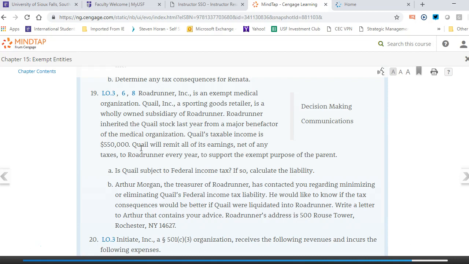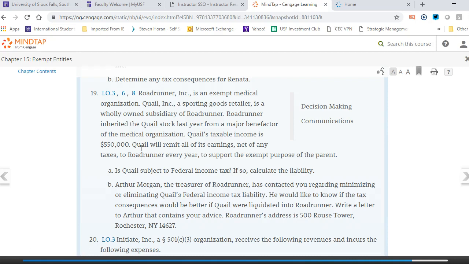Quail's taxable income is $550. Quail will remit all of its earnings, net of any tax, to Roadrunner every year to support the exempt purpose of the parent. Letter A, is Quail subject to federal income tax? If so, calculate the liability. So hopefully, after we've gone through the chapter, you're going, yes, yes, yes. It is subject to tax, and absolutely 100% it is.